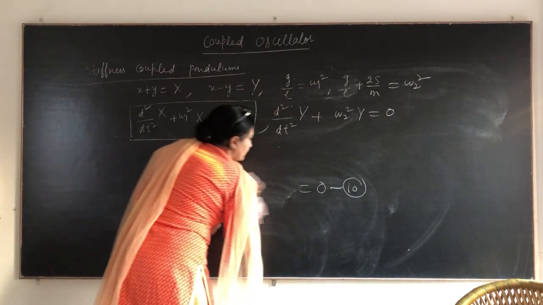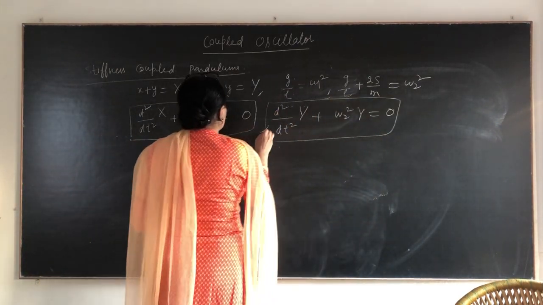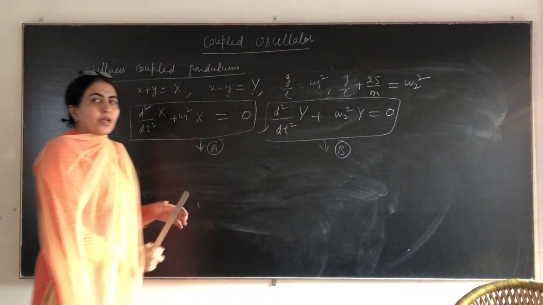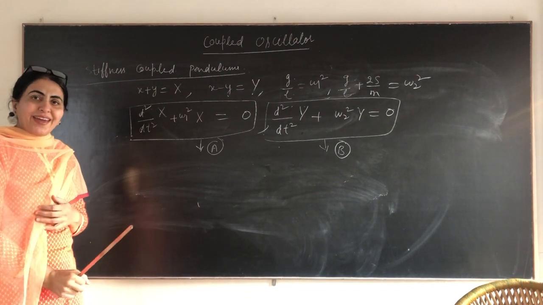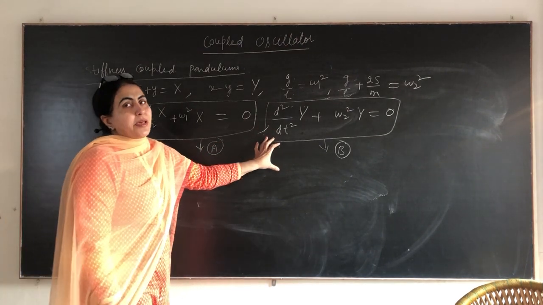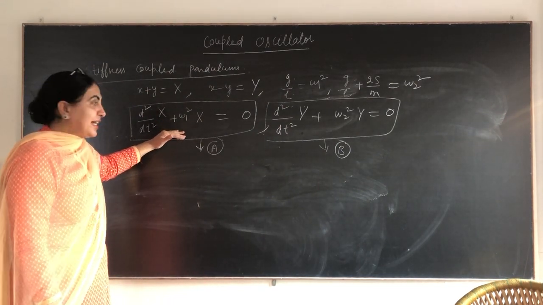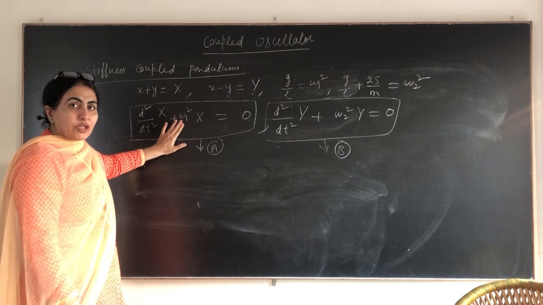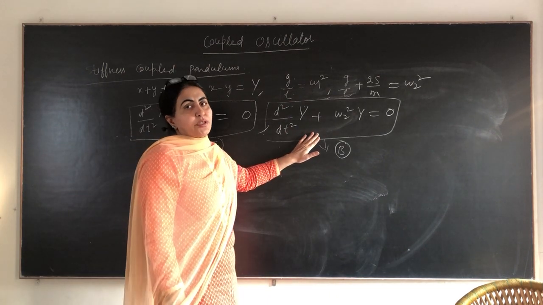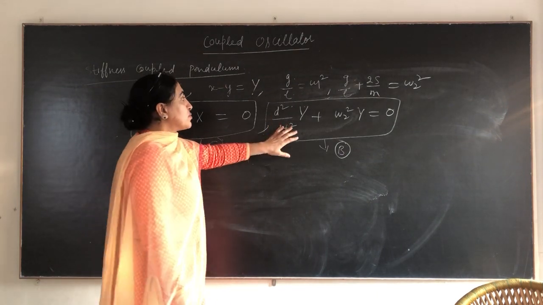Now see, these two equations, taking this as equation number A and this as equation number B. Now, what are equations A and B? These are independent simple harmonic equations, because this is just like the equation of a simple harmonic oscillator. Omega 1 is the frequency, the differential equation for simple harmonic motion in terms of capital X, and this is also the differential equation for a simple harmonic oscillator in terms of Y.